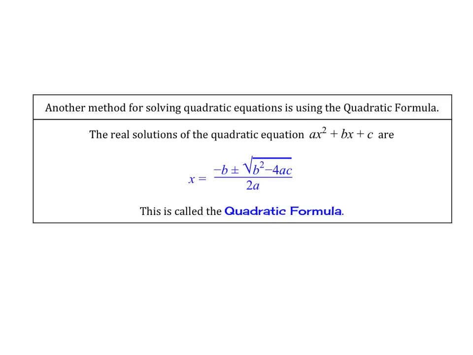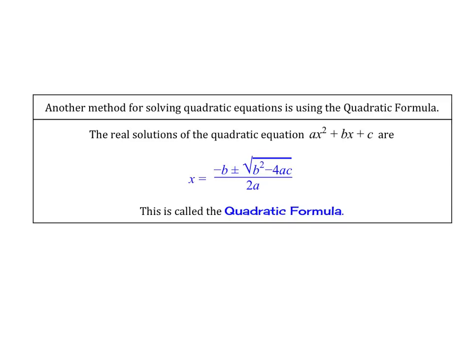The real solutions of the quadratic equation ax squared plus bx plus c are x equals negative b plus or minus the square root of b squared minus 4ac all over 2a. This is what's called the quadratic formula.